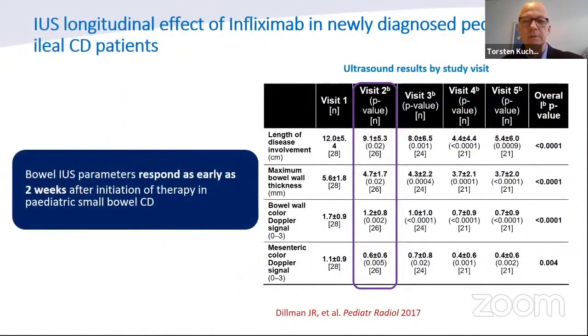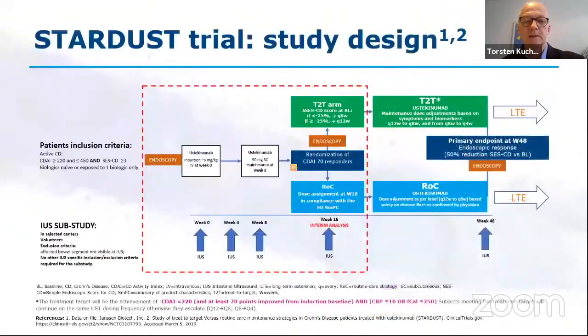Similar things could be shown here in this pediatric trial where even at earlier time points, so 2 weeks after treatment initiation, those parameters, bowel wall thickness and vascularization, markedly and significantly improved in these patients. So with very simple parameters, you can try to follow up your patients.